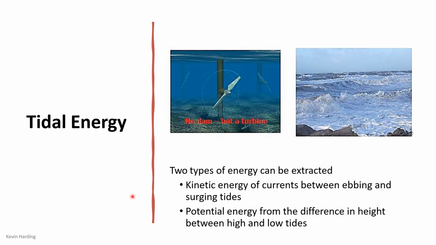Another form of tidal energy is just to put multiple of these poles down, and then we can run these through. There is no dam, as we obviously said, but there is a turbine. So we can get the kinetic energy of the currents between the ebbing and surging tides, and that is what causes the kinetic energy that's going through here.